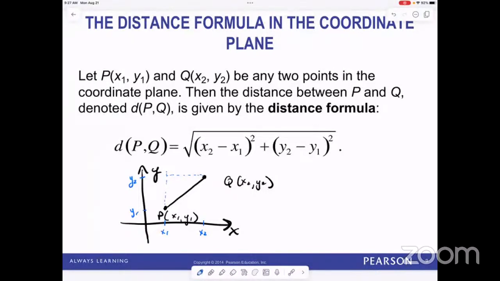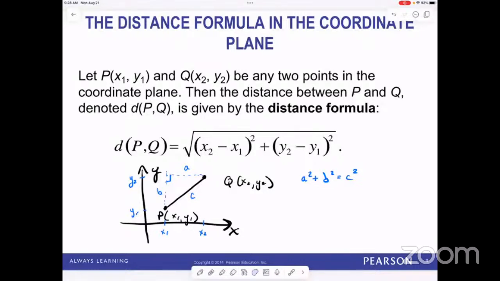Does this image look familiar? We have a right triangle. If we wanted to find the distance between P and Q, say we call this side A, this side B, and this side C. From the Pythagorean theorem, we said what? A squared plus B squared equals C squared. But what's A? Just for the sake of the demonstration, let me move A over here and B over here, but it would still work the other way. So say that was A. Then what's A?